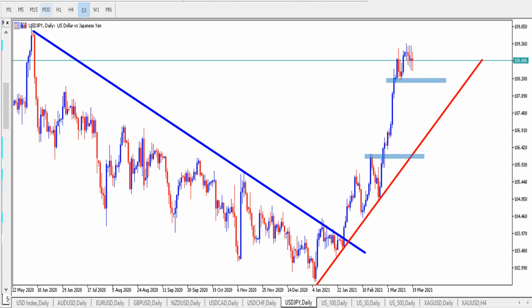For selling opportunities, guys, we will sell this pair only if it breaks and closes below our support, below our prices. Then and only then we will look for reasons to short the market using smaller time frames for more confirmations and better entries. That will be all for our weekend analysis.